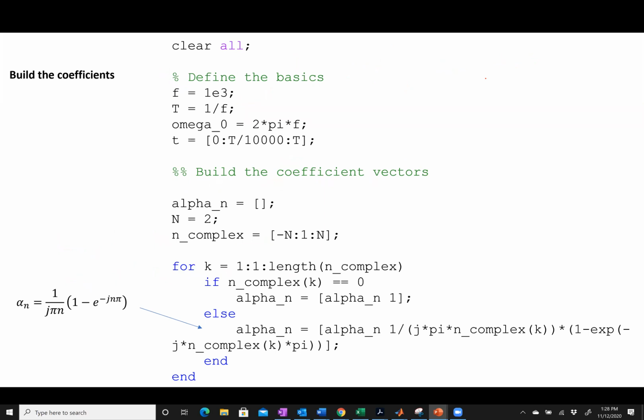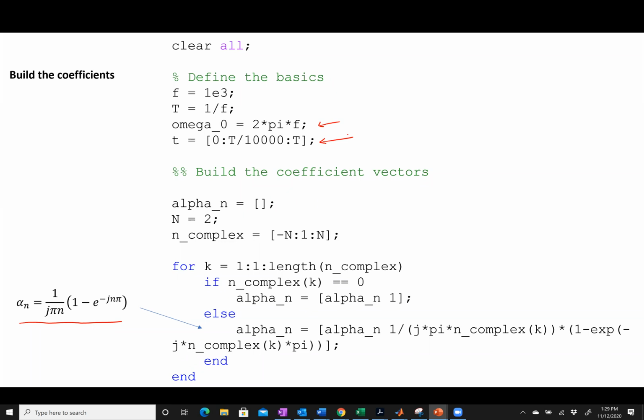Okay. So just to understand this, let's go through the first part of this. I was given that alpha n is this right here. And notice what I did in my code. I start out with a clear all, as I always do, because I want to make sure everything is 0. Then I set up the fundamental frequency and the fundamental angular frequency. Then I somewhat arbitrarily said I'm going to use 10,000 points in a period.